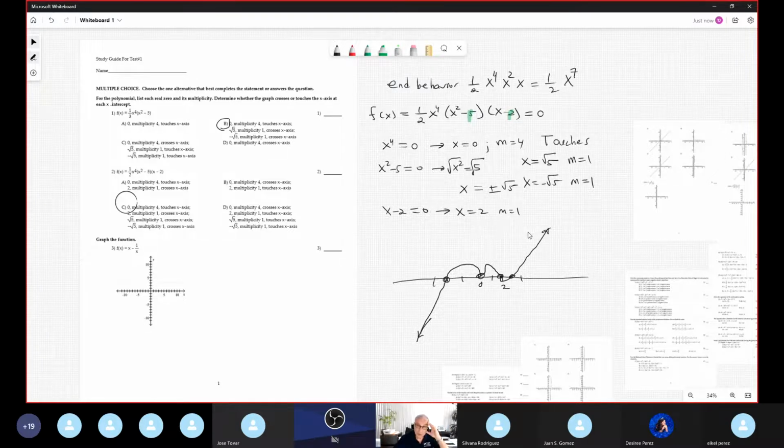Let me try to do number 3. Number 3 is do the graph. This is important, guys. Do the graph of several rational functions. And remember the famous 7 steps that we need to do the graph of this.